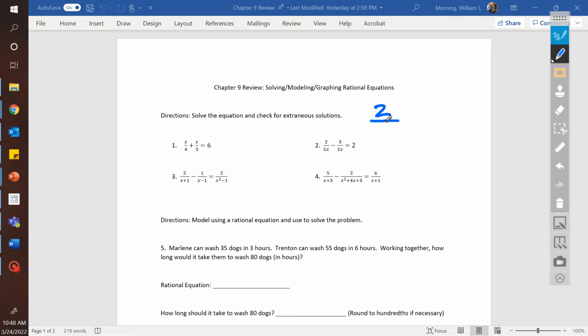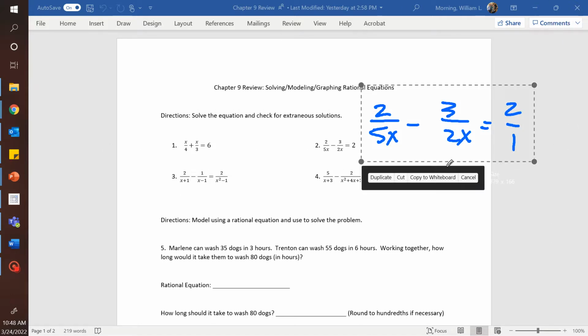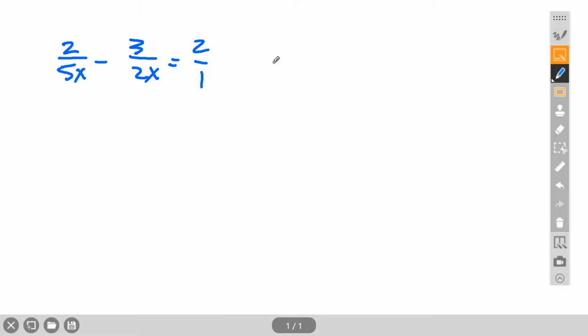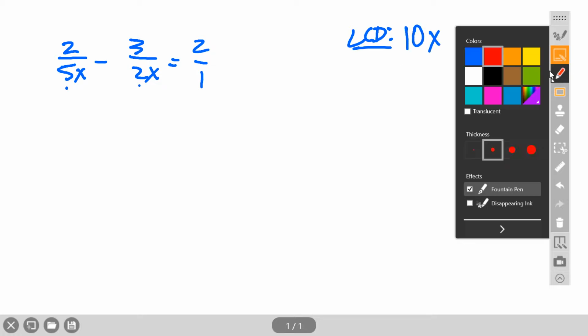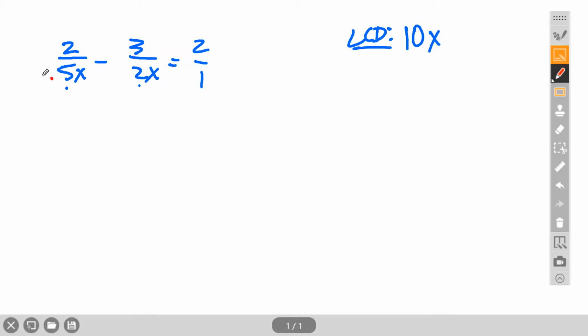Number 2, we have 2 over 5x minus 3 over 2x equals 2 over 1. Once again, we need a common denominator that has all the factors of our denominators. So factors 5, 2, x, 1. So we're looking at 10x here. 10x has all of these factors. So we'll multiply the first one by 2, that'll give us 10x. Multiply the second one by 5, that'll give us 10x. Multiply the last one by 10x.